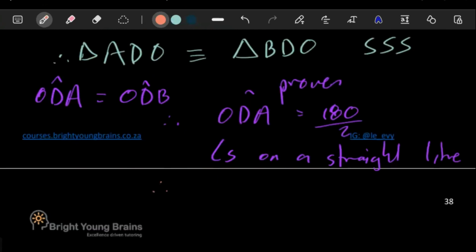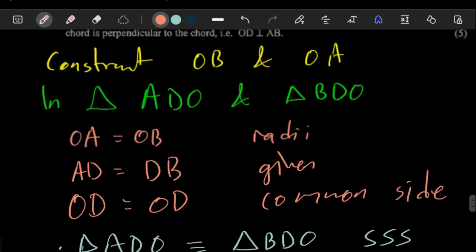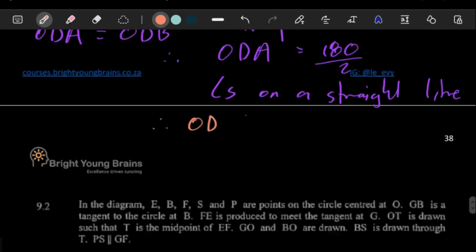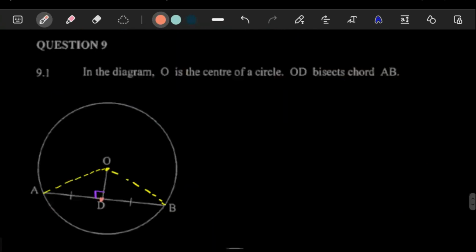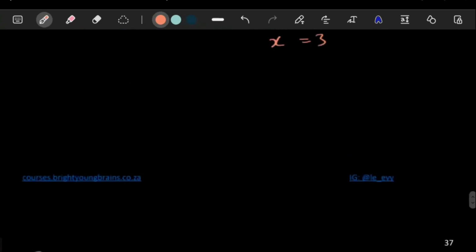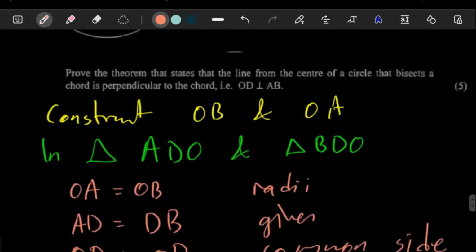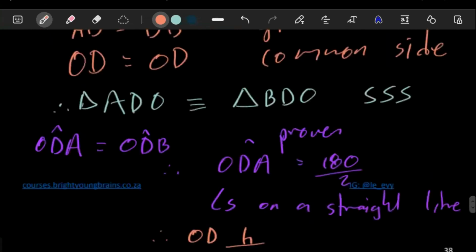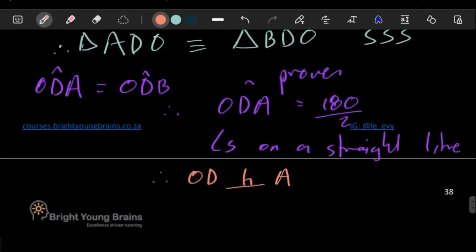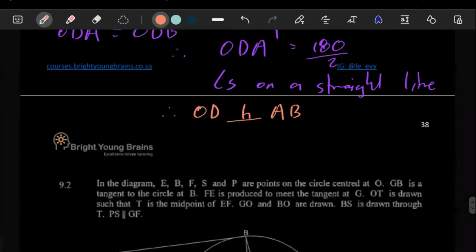Therefore, OD is perpendicular to, what is it perpendicular to now? OD is perpendicular to AB. OD is perpendicular to AB. There you go. That's the way we like it.